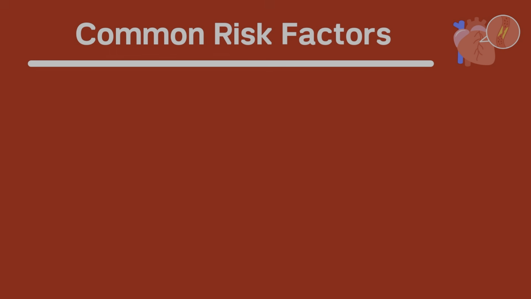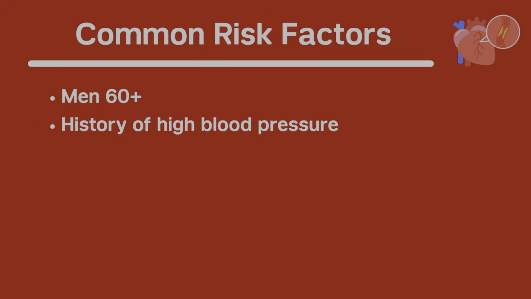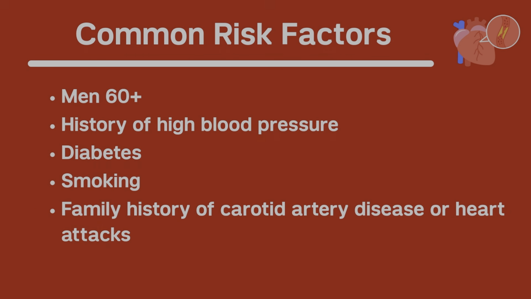So the problem with carotid artery disease is that most patients are asymptomatic. Symptoms really only start if you develop a stroke. So it's important to identify risk factors for carotid artery disease. The most common risk factors are age, over 60 years old, male sex, history of high blood pressure, diabetes, and smoking, as well as a family history of carotid artery disease or heart attacks.